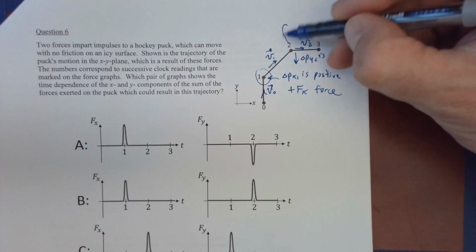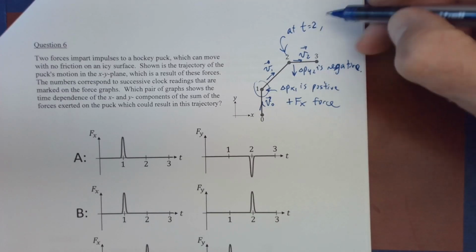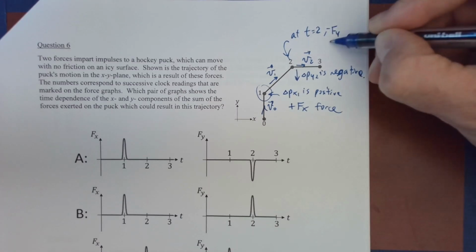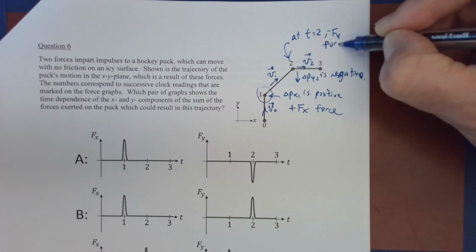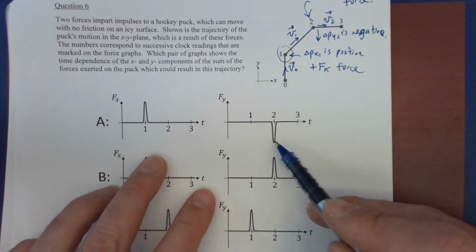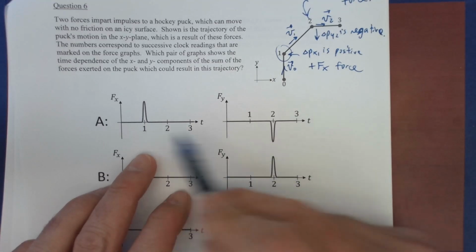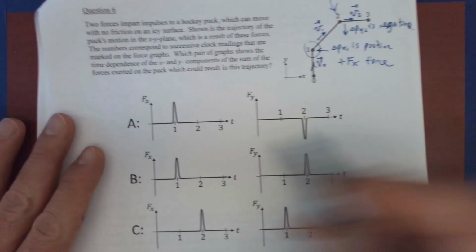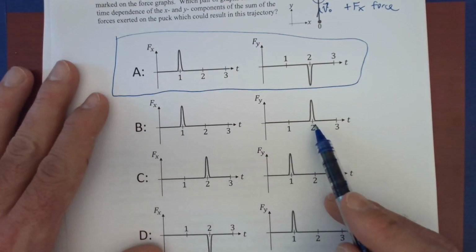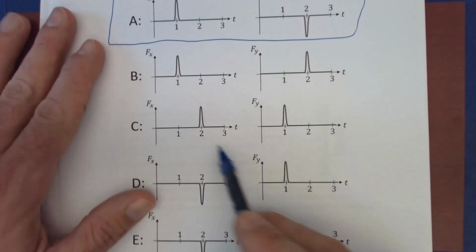So what it means here is that at t equals 2 seconds, there's a negative Fy impulse force. So what we're looking for is at 1 second, a plus x force, and then at 2 seconds, a negative y force. And nothing from the y at 1 and nothing from x at 2. Actually, look at that. The answer is A. Just check the other ones. This has got 2 positives. That's not right, because this would speed it up even more in the y direction.